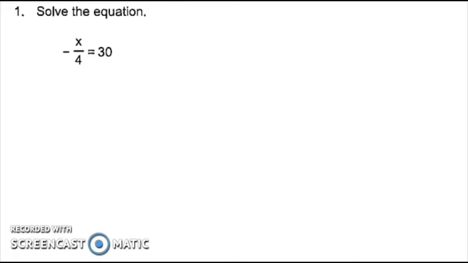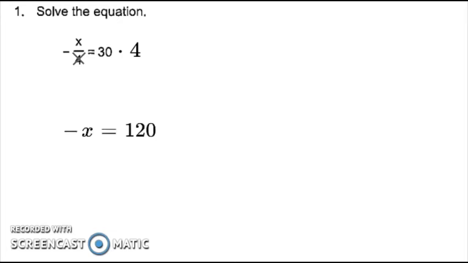Alright, number one, it is asking you to solve the equation. The first thing we do is we notice that the 4 is being divided by x, so cross it out and bring it to the other side and multiply it to 30. So we'll rewrite everything that's left, that's negative x.